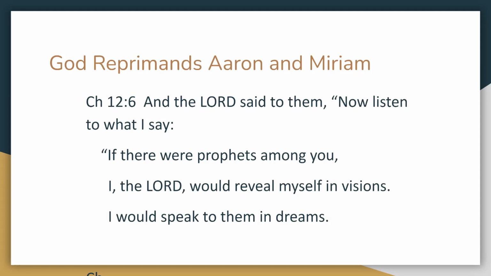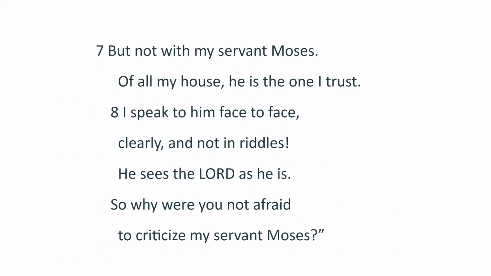Now listen to what I say. If there were prophets among you, I, the Lord, would reveal myself in visions. I would speak to them in dreams, but not with my servant Moses. Of all of my house, he is the one I trust. I speak to him face to face, clearly, and not in riddles. He sees the Lord as he is. So why were you not afraid to criticize my servant Moses? Kind of like, how dare you when he's the one I have chosen? How dare you criticize him?